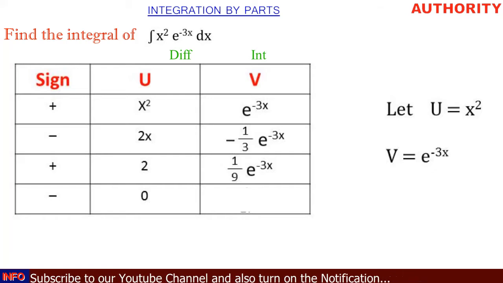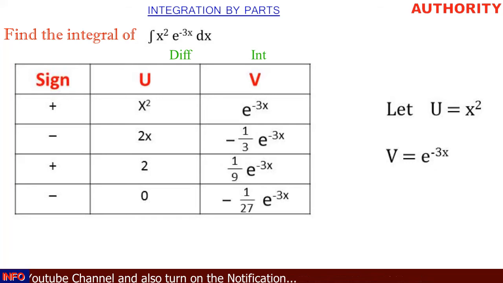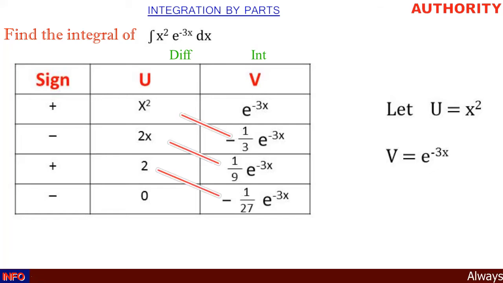Let's go back to u. When we differentiate 2, we obtain 0. And when we integrate 1 all over 9 e raised to power minus 3x, we're going to have minus 1 all over 27 e raised to power minus 3x. Now follow the arrow very well, and let's see how we're going to multiply.